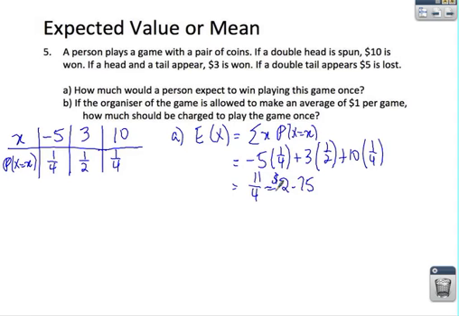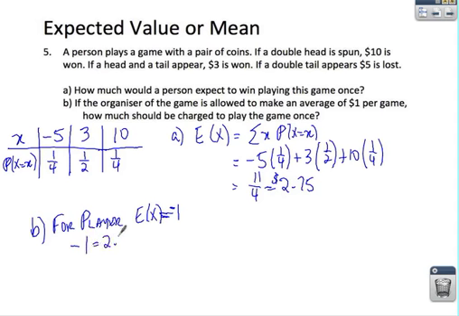And it says if the organizer of the game is allowed to make an average of $1 per game, how much should be charged to play the game? Well, since this question is designed from the perspective of the player, if the organizer is allowed to make $1 from each play of the game, then the player's expected value should be -1. Like this, -1. So in the end, he should be down 1.